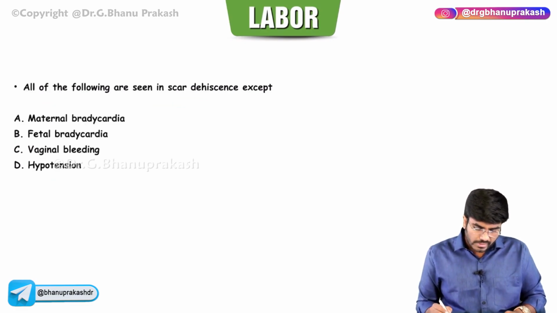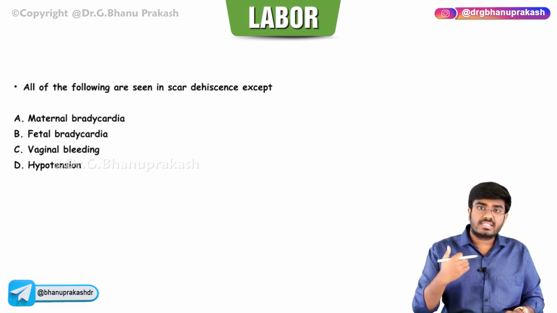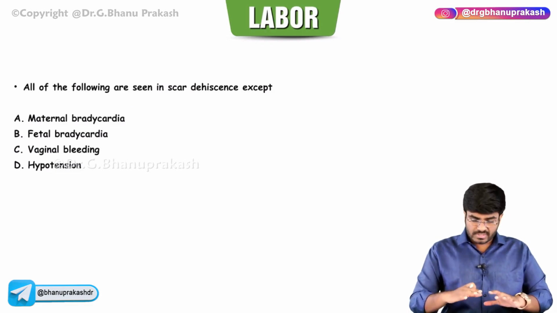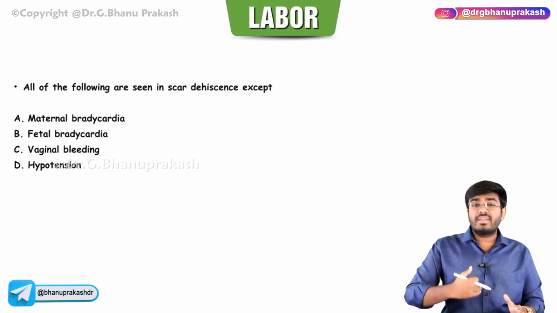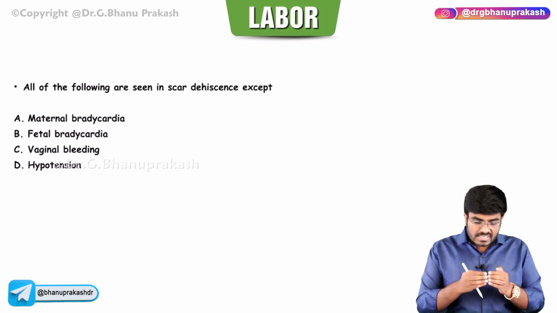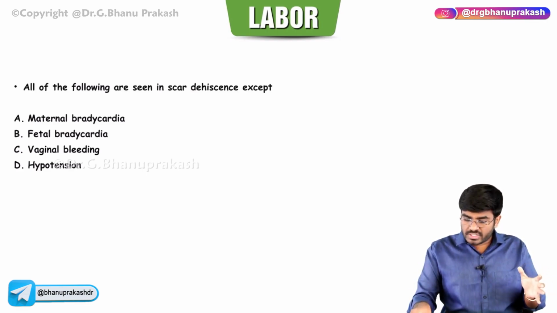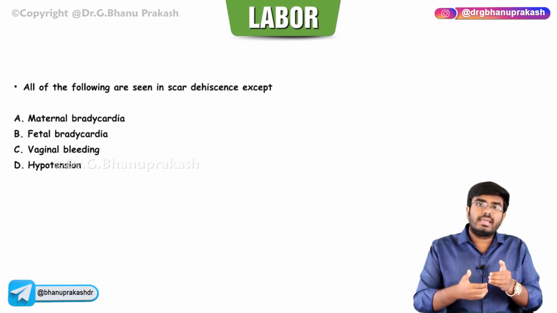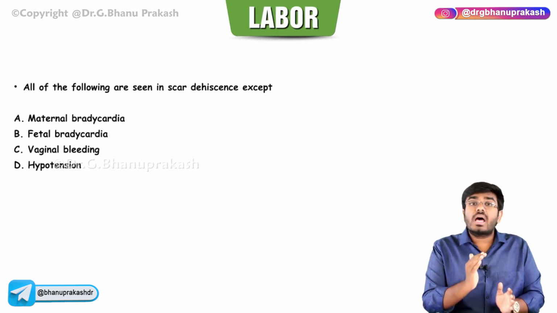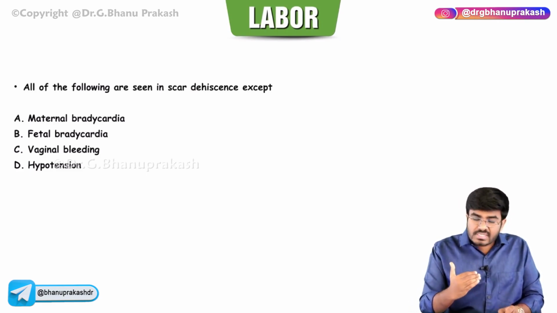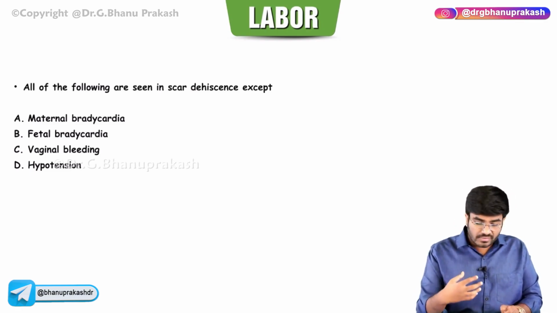Now, all of the following are seen in scar dehiscence except. See, scar means like previous C-section scar. Imagine that there is this female who is at term, and she is having a previous C-section scar. Now such a scar is a very weak area, and with uterine distension that area can easily rupture. So this is impending rupture. Uterus about to rupture. When a uterus is about to rupture, you will see certain features in the mother and certain features in the baby also.